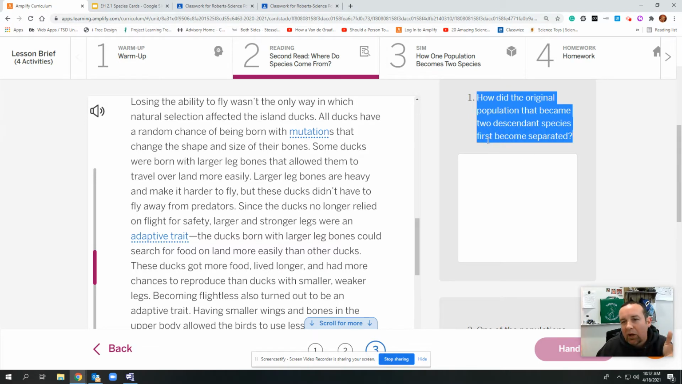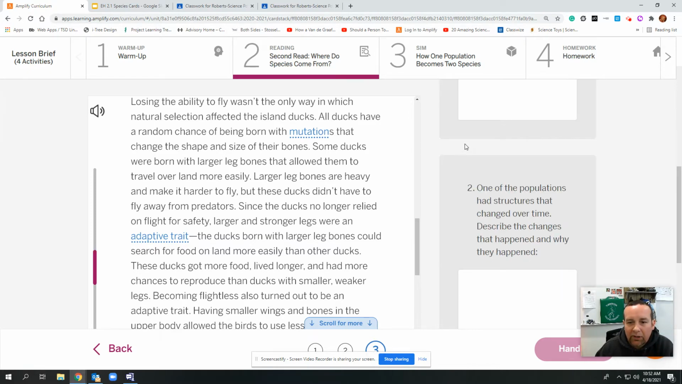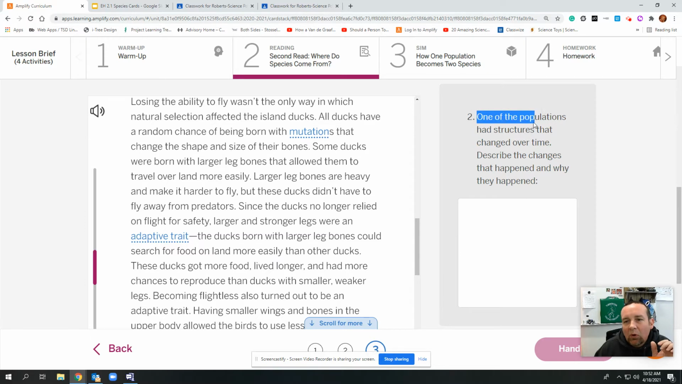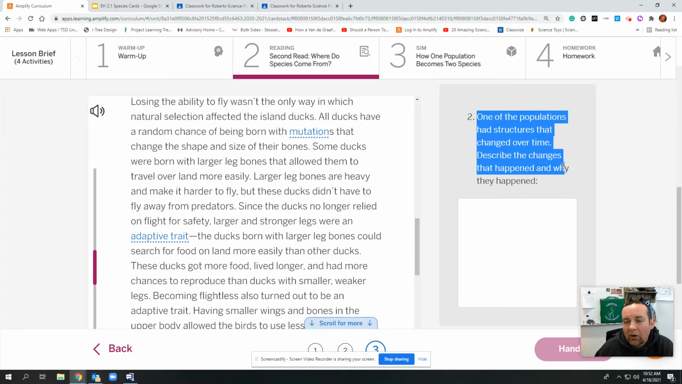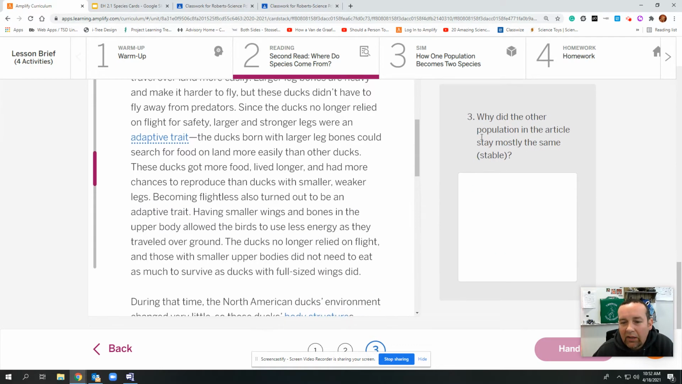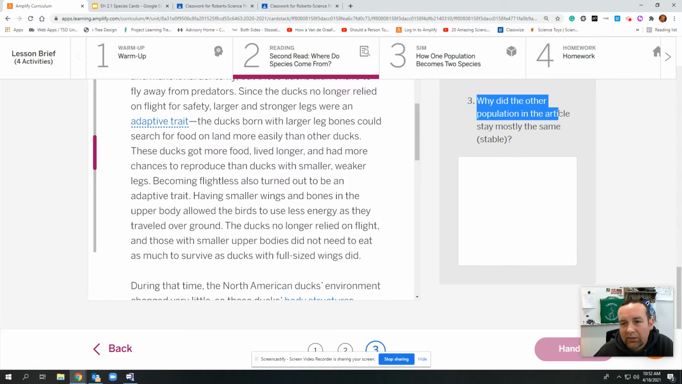How did the original population that became two descendant species first become separated? One of the populations had structures that changed over time; describe the changes that happened and why they happened. And then we have one more: why did the other population in the article stay mostly the same? Or, there's our vocabulary word, stable. So go ahead and do your rereading, answer those three questions, and then we'll move on to part three.